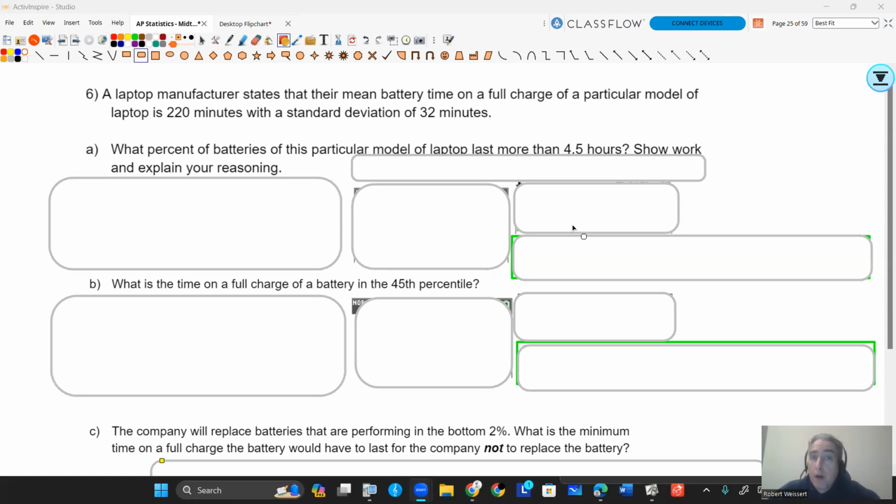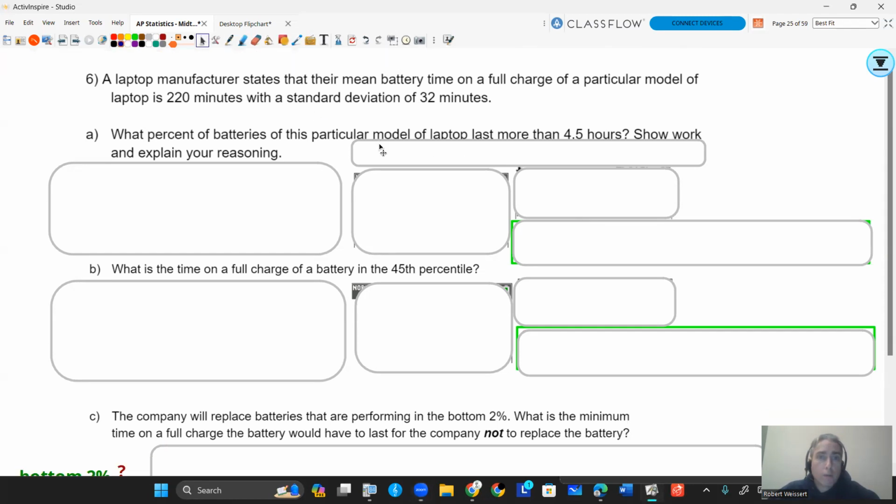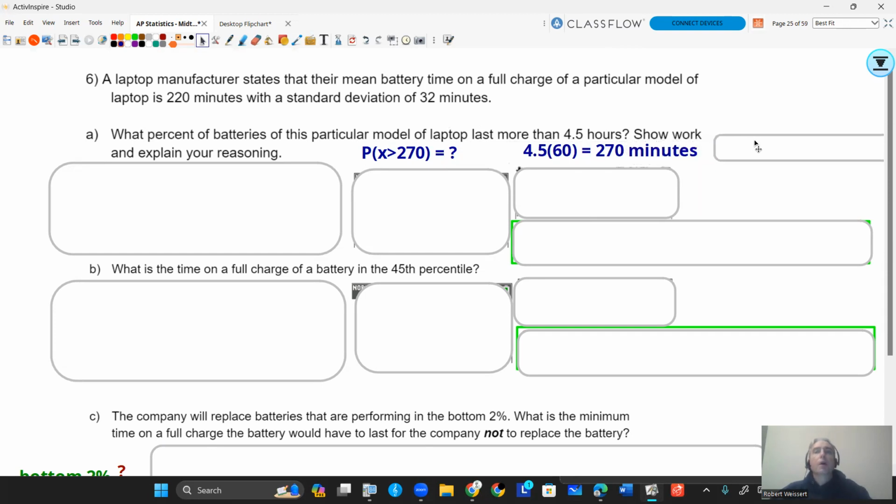What percent of batteries of this particular model of laptop last more than 4.5 hours? Show your work. So in this question, we really want to know what's the probability X is greater than 270? Where did I get 270? Well, we're talking about minutes and then they throw hours at you. So we're going to have to do a little conversion, right? So 4.5 times 60 is 270. So I want to know the probability that a laptop's battery is going to last more than 270.